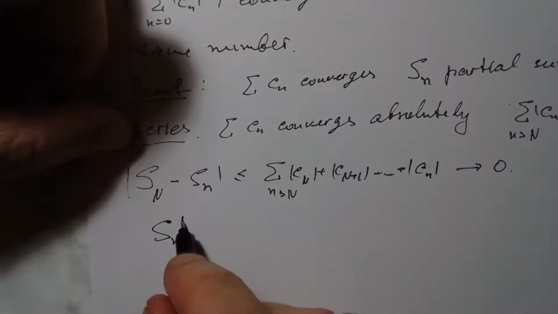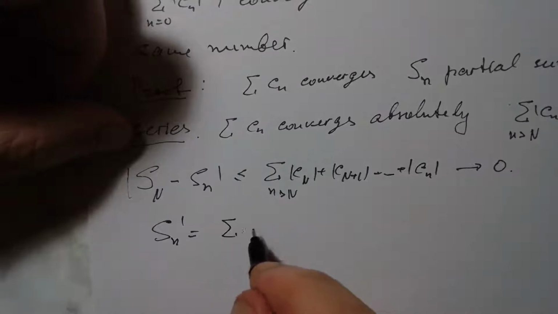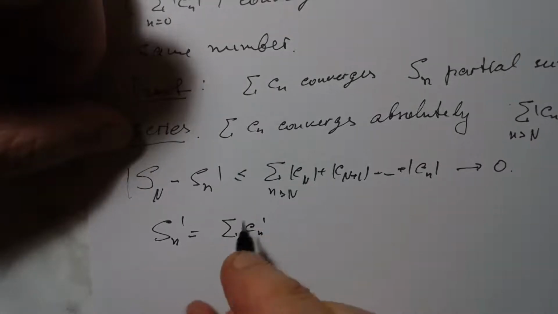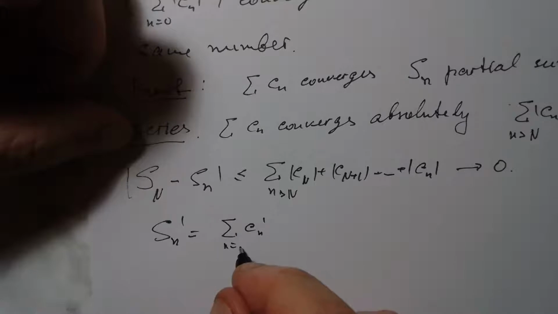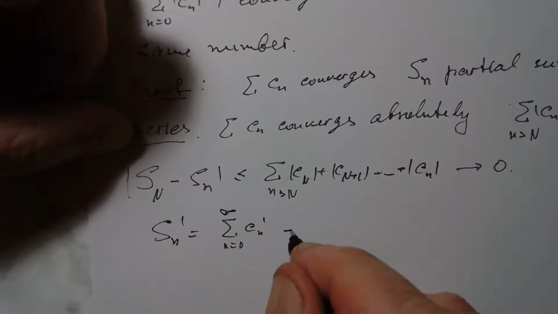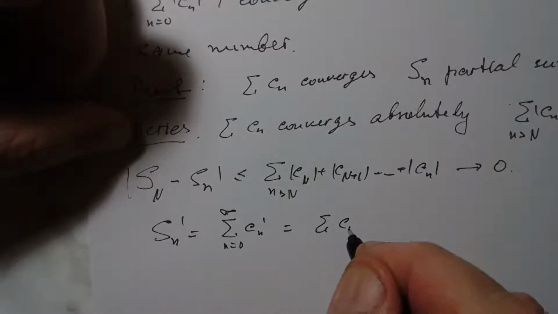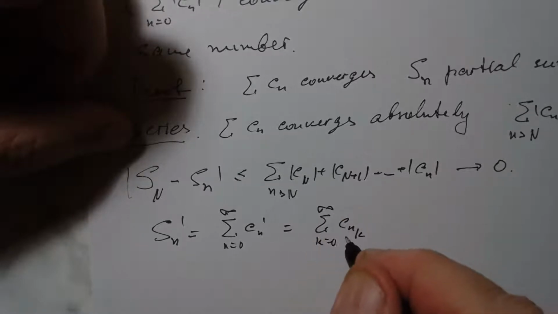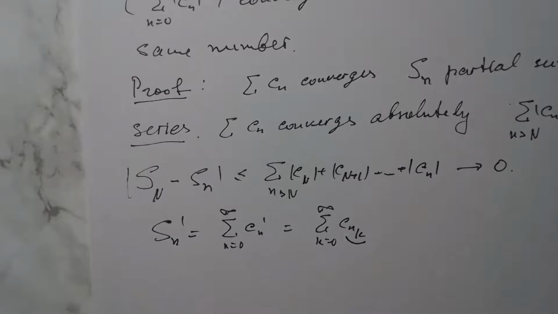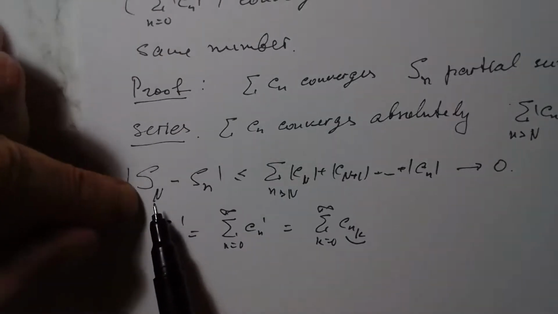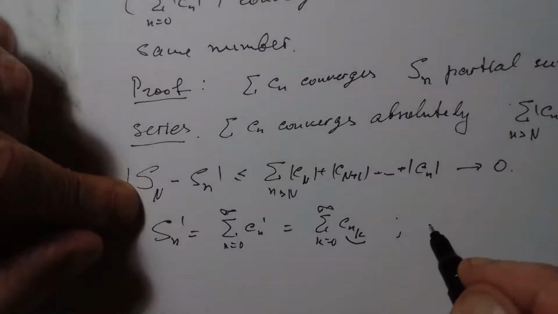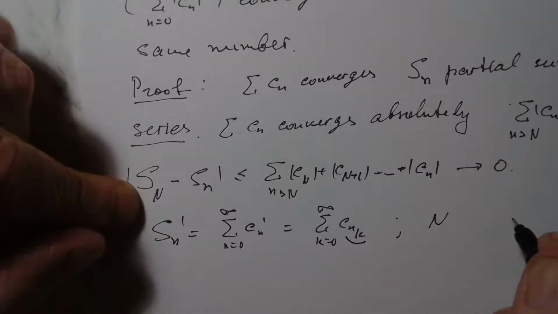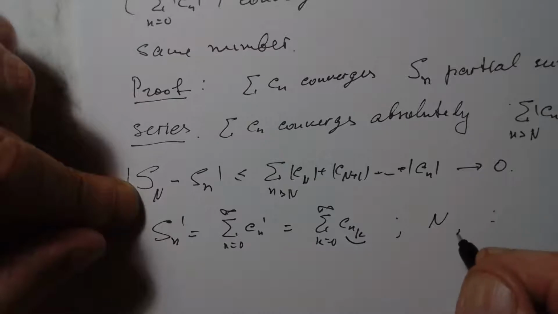So let me suppose that I have the series. S_n prime will be the partial sums for the series sum of C_n prime, from 0 to infinity, and this is the sum of some C_{n_k}, k goes from 0 to infinity, where those numbers n_k run through all of the natural numbers. Okay, so I'm going to start with this number n that I defined here, and what I want to do is choose n_k.